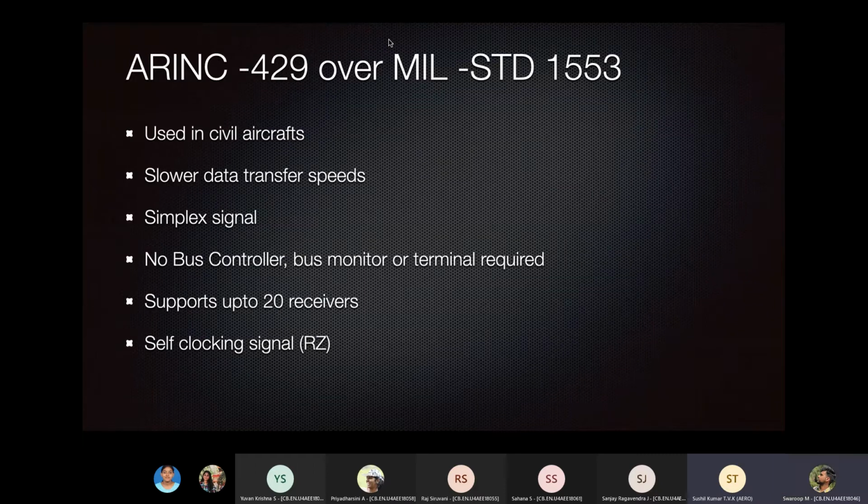ARINC 429 is unidirectional, which means there's only one transmitter. Only one transmitter. So multiple devices cannot feed information to a single device, like display. Suppose you have head-up display, you will have multiple devices feeding information to it.